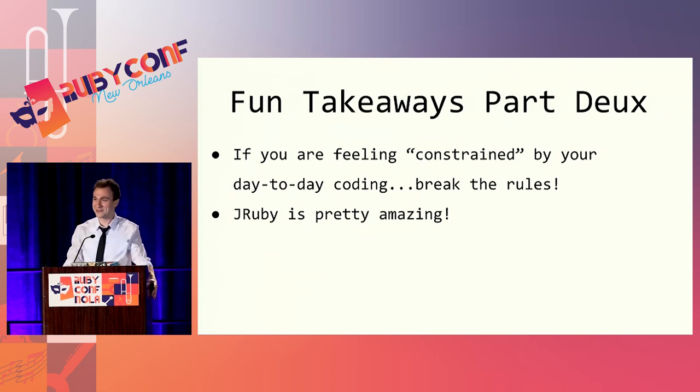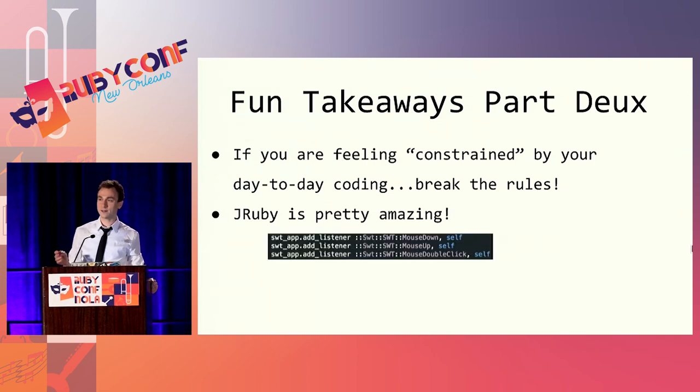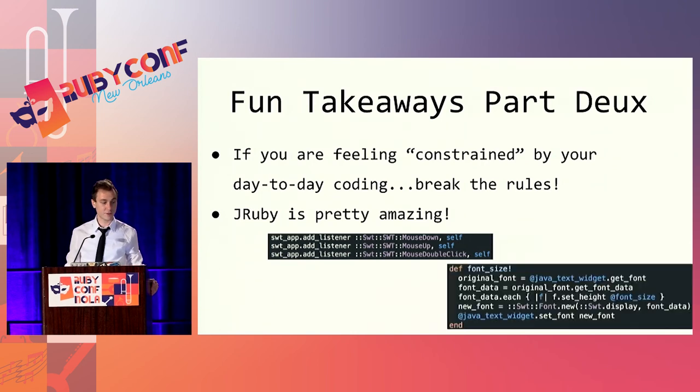I've never used it before, but kudos to those people who made that, because the newest version of Shoes uses JRuby, and it was bonkers. Just calling Java methods and classes directly from Ruby kind of blew my mind. Like that add listener there, that's a Java function. Pretty crazy. Here's one that I did in one of my classes. Basically, I had to go into the SWT widget to extract font size data, and you can do it all from Ruby, and it's pretty impressive. So if you haven't checked out JRuby, definitely do that.